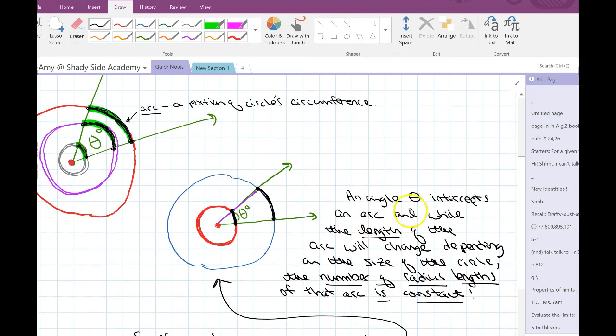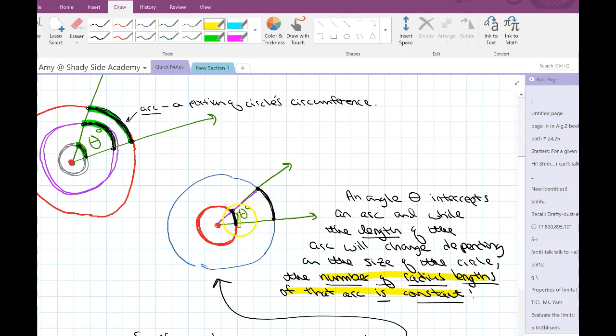Okay, so here's the statement I wrote over here. An angle theta intercepts an arc, right? And while the actual length of the arc will change depending on the size of the circle, as we just talked about, the number of radius lengths of that arc is constant. So looking at my picture here, we said this arc is about 0.8 radius lengths, but so is this arc. This arc is about 0.8 radius lengths. That's what I mean by this statement right here. While the actual length of the arc will change, the number of radius lengths of that arc is constant, okay? Huge, huge statement.